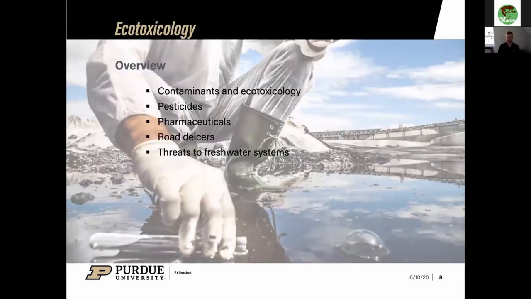So with that broad background, what I'm going to do now is just jump into, again, three common contaminants that we see in natural systems. And I'll start off with pesticides.